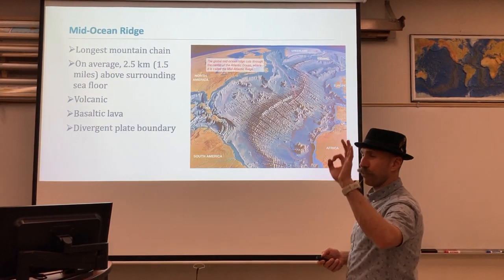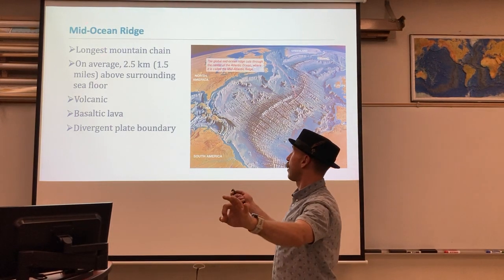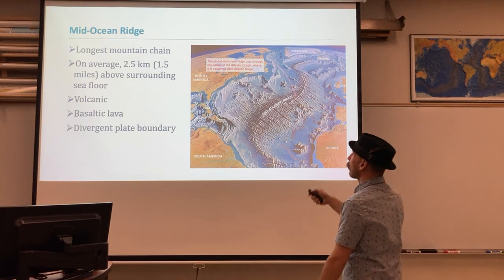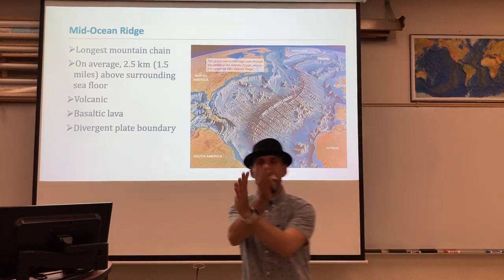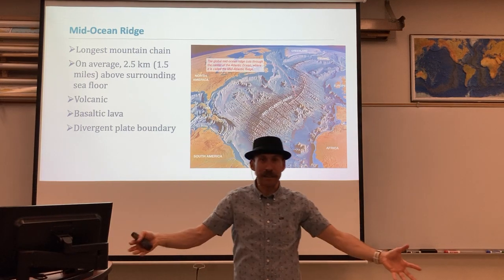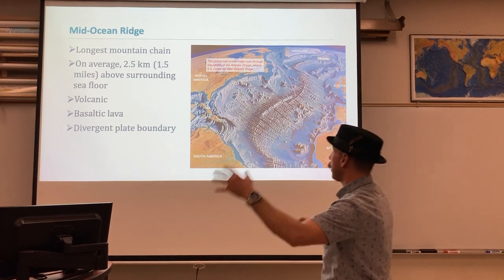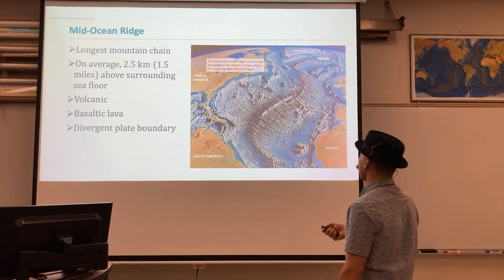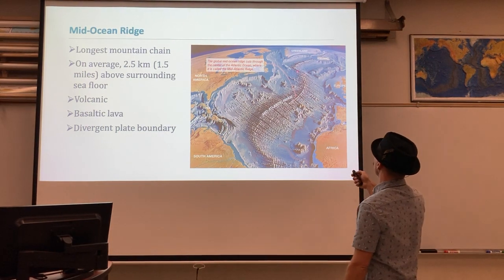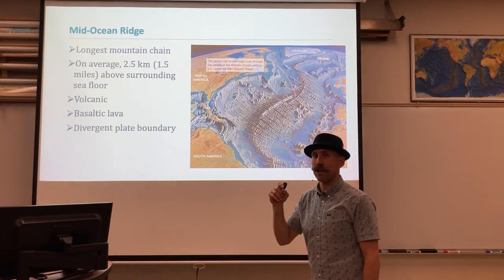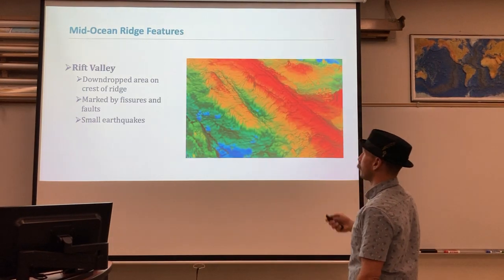Our third major province is mid-ocean basins or mid-ocean ridges. This is the longest mountain chain because the mid-ocean ridge system extends like the seams of a baseball through the entire planet. It's awesome. It's big. It's volcanic, made of basaltic lava, and this is the primary type of divergent tectonic plate boundary.